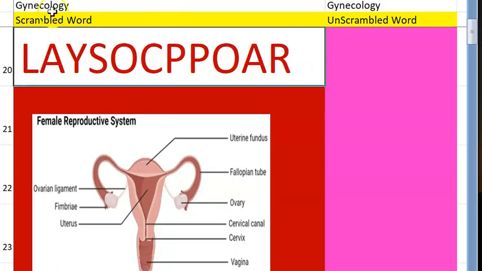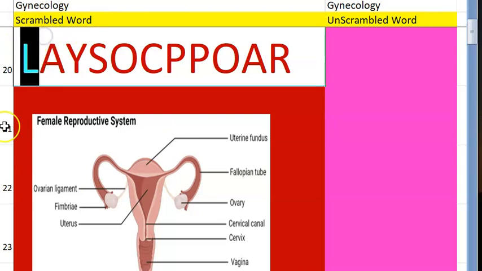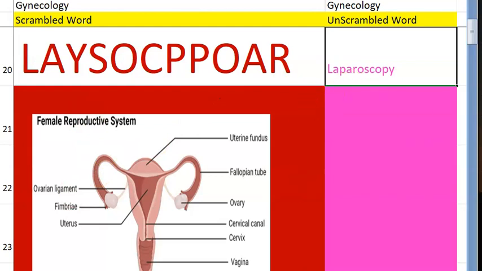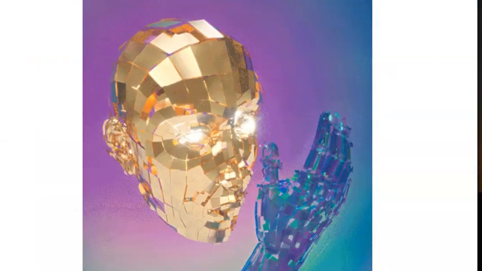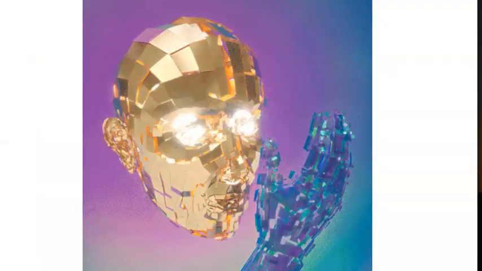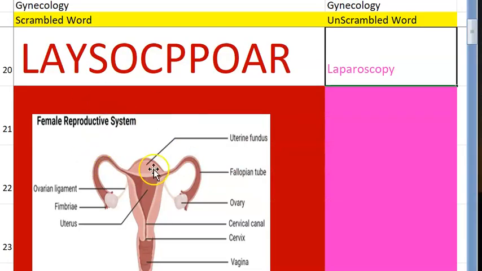20th one already. Great. It looks very easy to me. I feel it starts with an L. A procedure that you do using a camera, laparoscopy. Very good. So we are done with 20, guys. Amazing, guys. We finished 20. Another few to go.